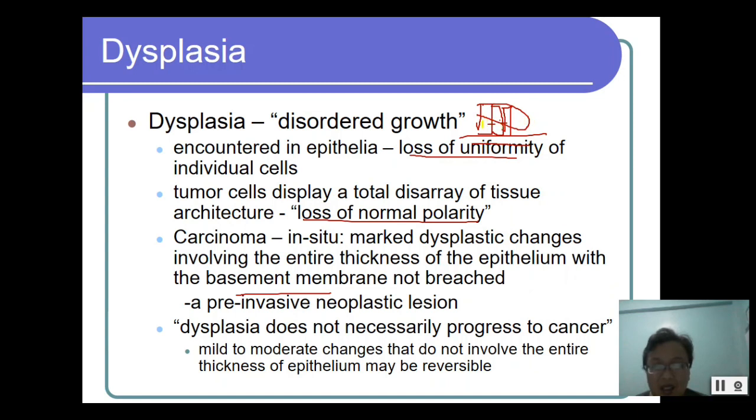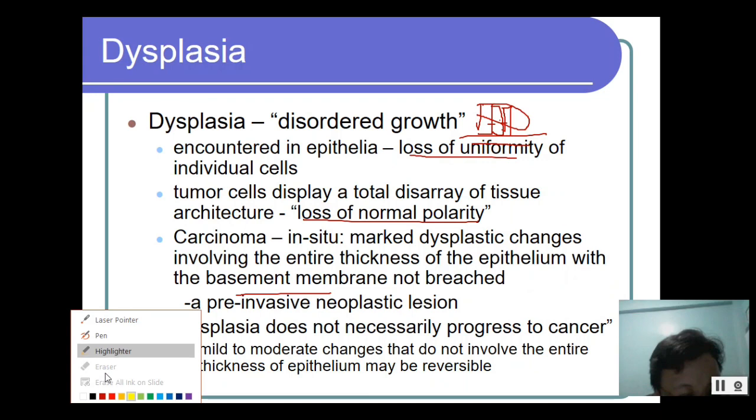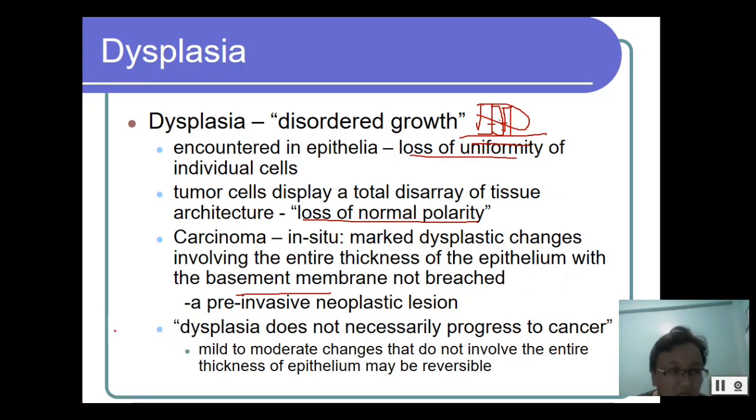paano ba yun? May I have an eraser, please? Bakit nakaano ang eraser dito? Okay. Let me just draw a new one.